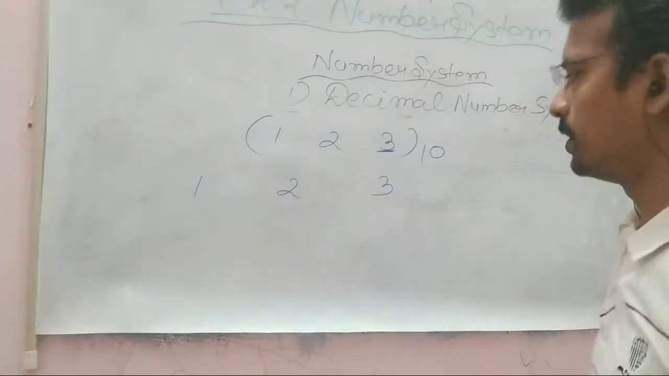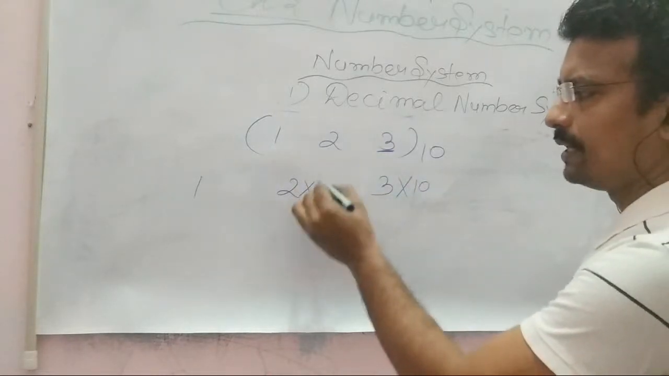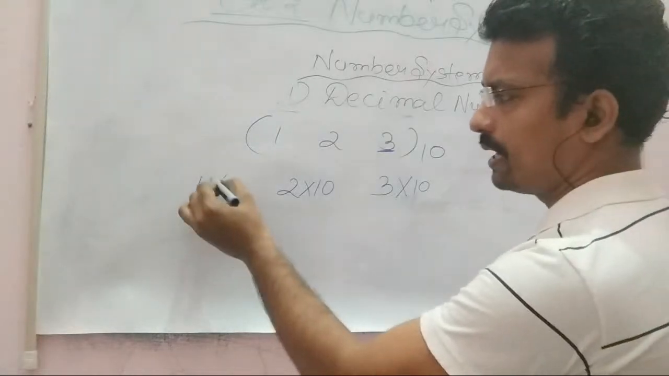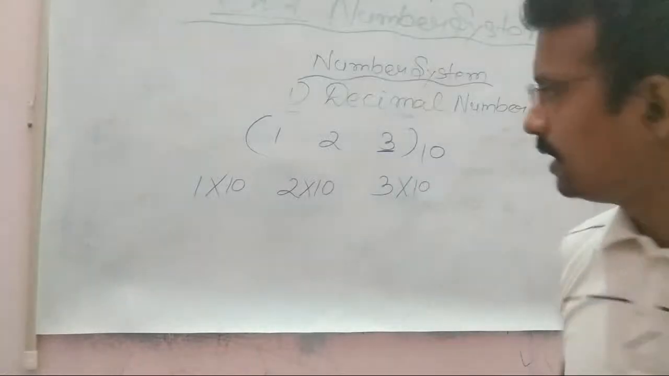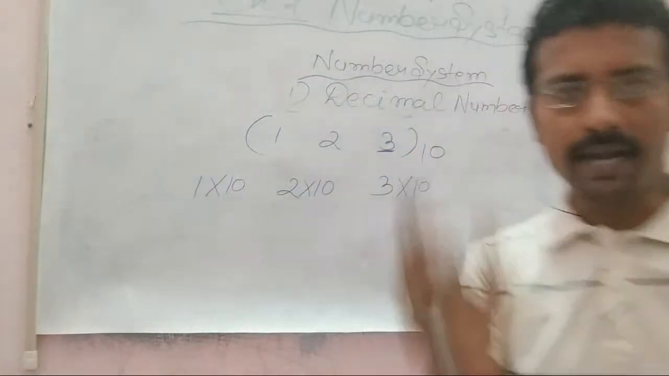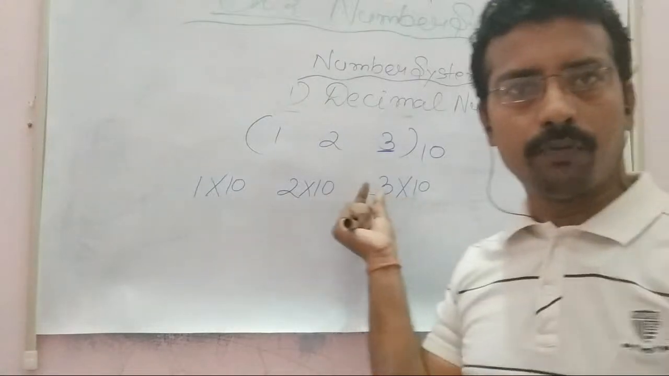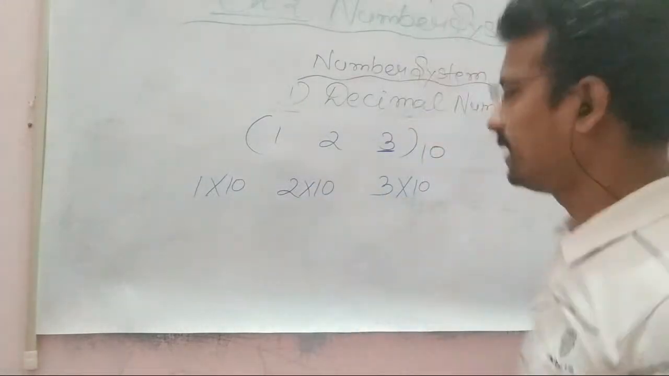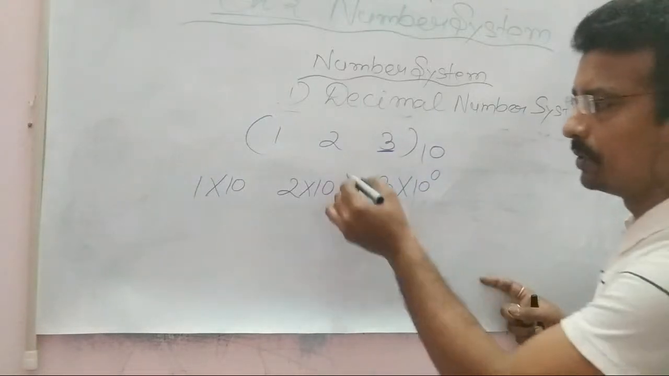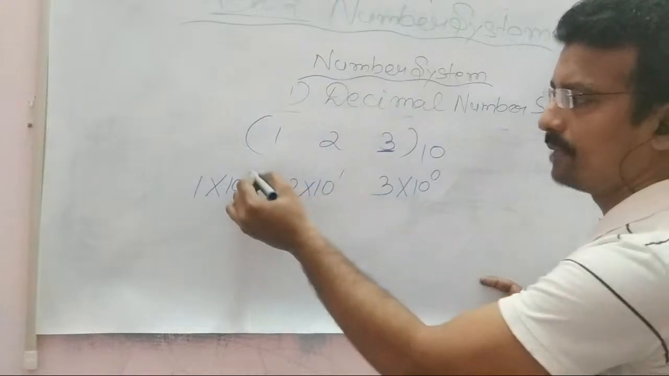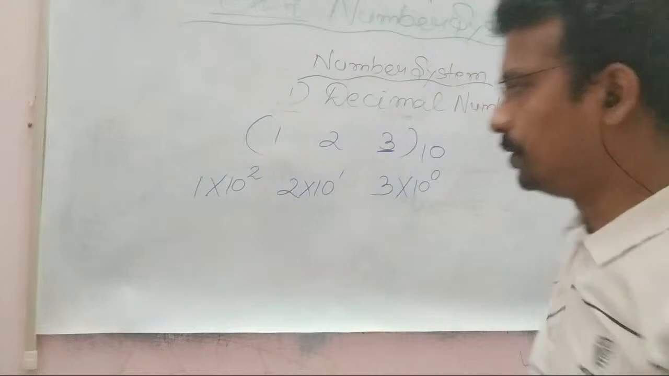After writing each digit, multiply each digit with 10. See how easier it is. Multiply each digit with 10. Separate each digit, write each digit a little far. After that, multiply each digit with 10. After that, what will you do? Start raising power from the right hand side at 0 and increase by 1 every time. And then what will you do? Add it.